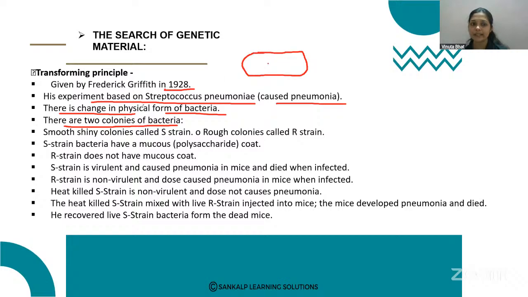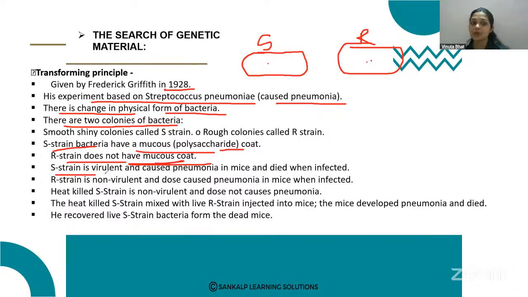One type of bacteria, the smooth shiny colonies, is called S strain. S strain bacteria form the smooth and shiny colony, and another one is the R strain bacteria that forms the rough colonies. So these are the two types of bacteria. S strain bacteria have the mucus, that is the polysaccharide coat, and R strain does not have the mucus polysaccharide coat. That is the difference between the S strain and the R strain bacteria.